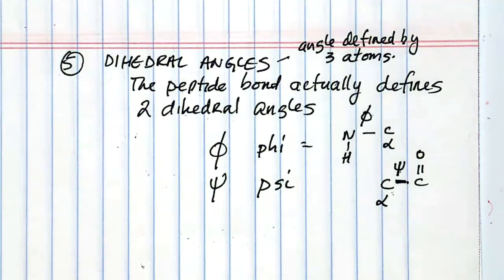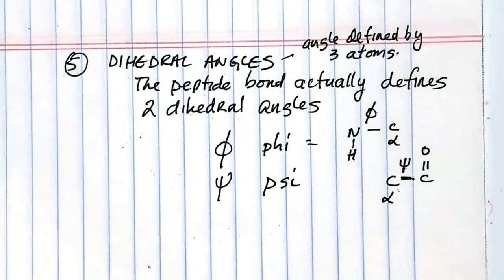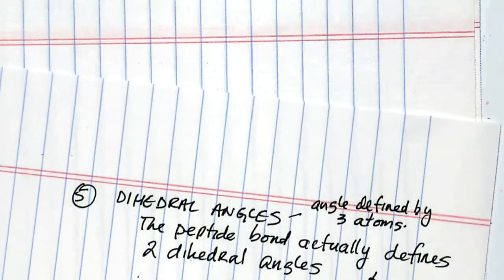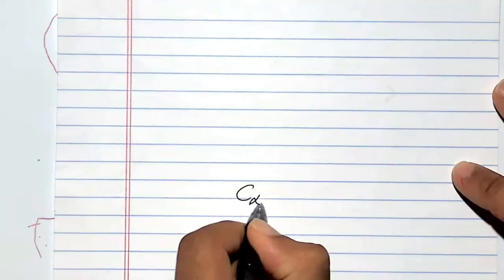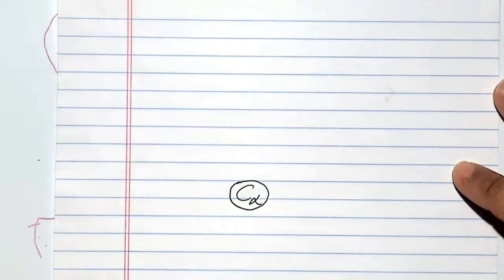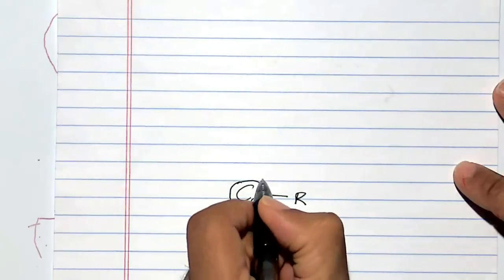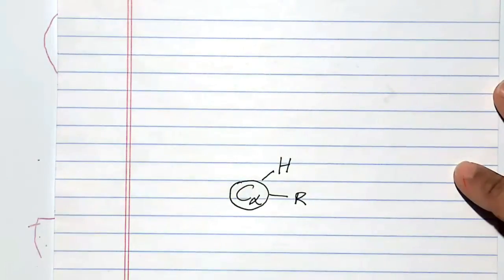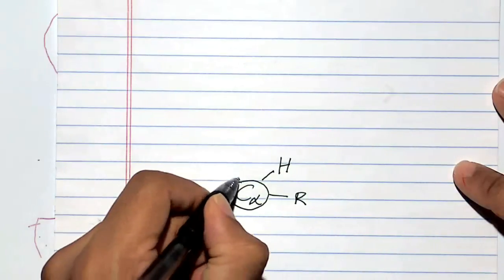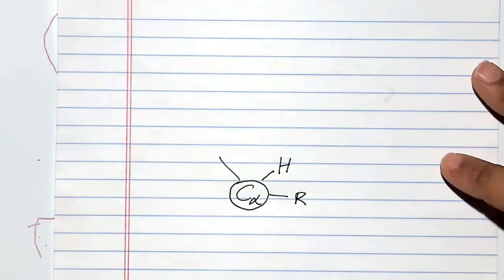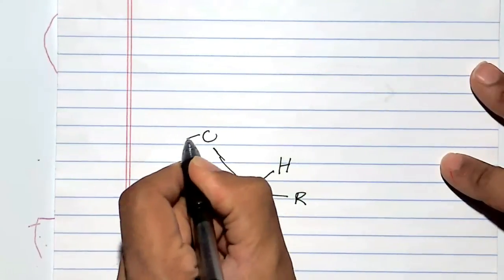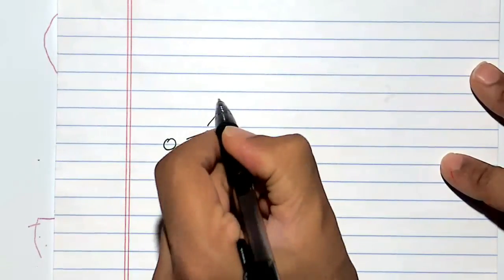So let me try to draw this, though your textbook has a better explanation in terms of visuals. I'm going to attempt to draw this, realizing that your textbook has a much better depiction. I'm going to start off with my alpha carbon. Here's my alpha carbon of amino acid 1. Here is its R group. The alpha carbon has attached its alpha hydrogen. And now to that alpha carbon, we have a peptide bond. I'm going to draw it like this here. Here is my peptide bond.